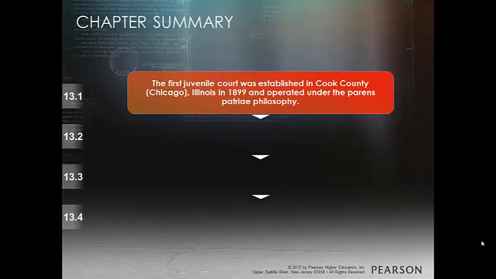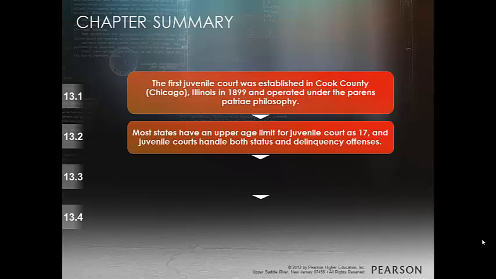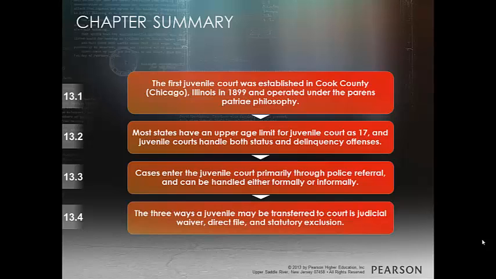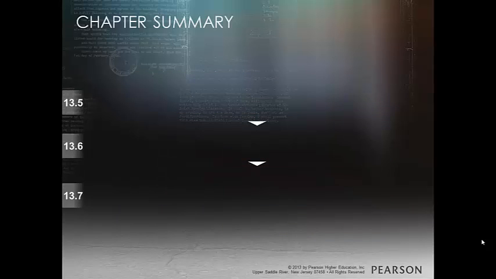To summarize this chapter, the first juvenile court was established in Cook County, Illinois, that's Chicago, in 1899 and operated under the parens patriae philosophy. Most states have an upper age limit for juvenile court as 17, and juvenile courts handle both status and delinquency offenses. Cases enter the juvenile court primarily through police referral and can be handled either formally or informally. The 3 ways a juvenile may be transferred to adult court are judicial waiver, direct file, and statutory exclusion. Probation is the most common sanction for juvenile offenders, and they may be required to participate in community programs as part of their probation.